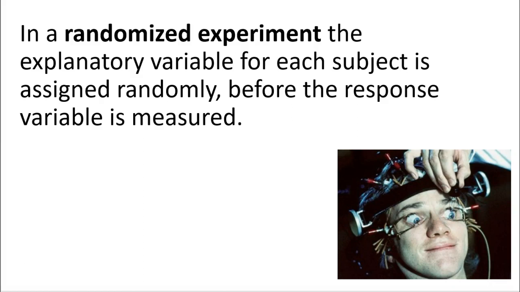Definition: in a randomized experiment, the explanatory variable for each subject is assigned randomly before the response variable is measured. The different levels of a single explanatory variable are known as treatments. To set up a randomized experiment, we can randomly divide the subjects into groups and assign a different treatment to each group. Because the subjects are randomly assigned to the treatments, the explanatory variable is not associated with any others.